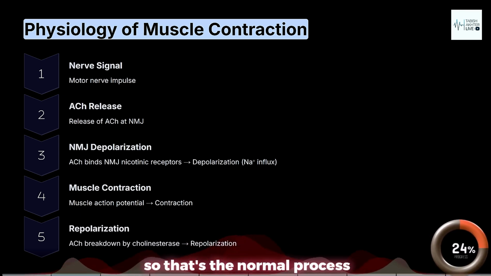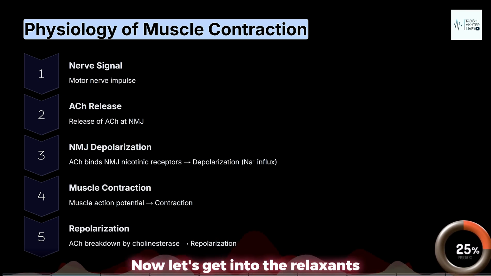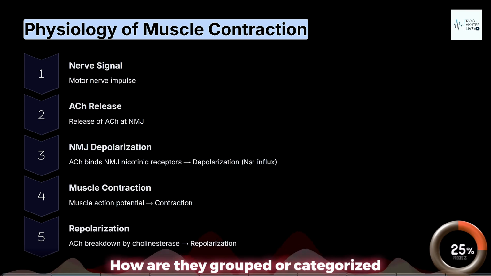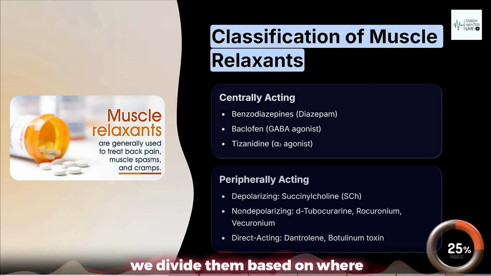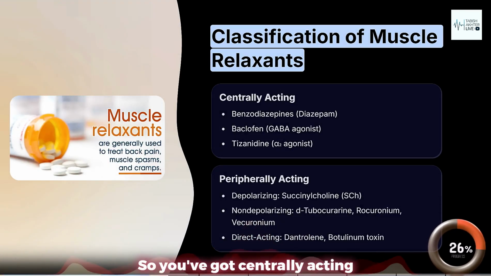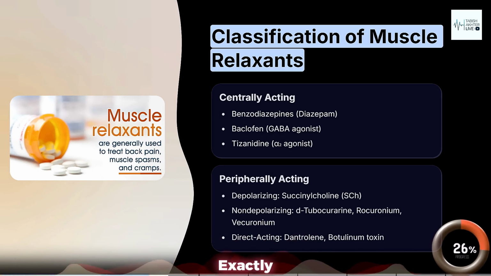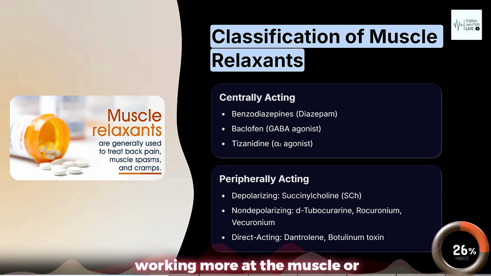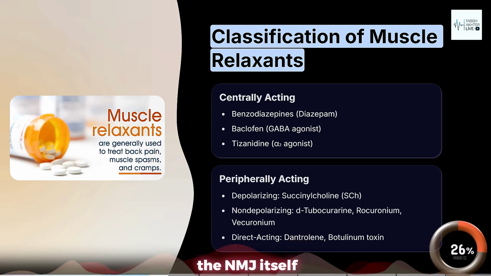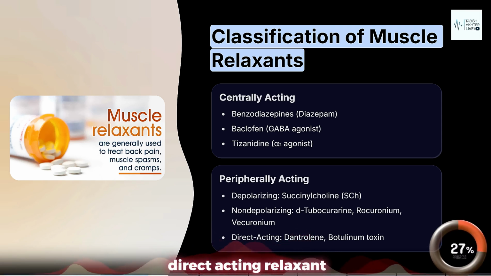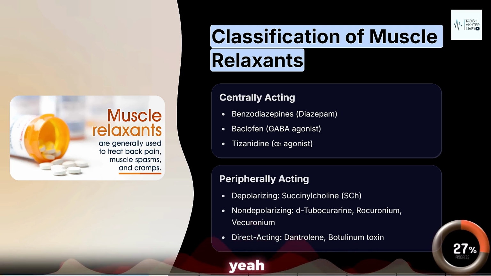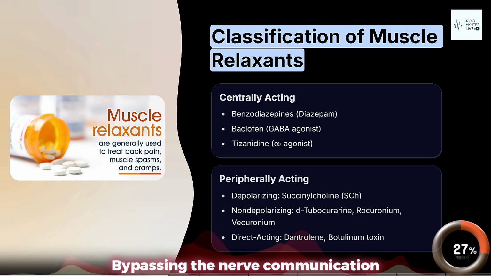Okay, so that's the normal process. Now let's get into the relaxants themselves. How are they grouped or categorized? Generally, we divide them based on where they act. You've got centrally acting ones, working on the brain and spine. Then peripherally acting ones, working more at the muscle or the NMJ itself. And finally, direct acting relaxants, straight onto the muscle tissue, bypassing the nerve communication to some extent.